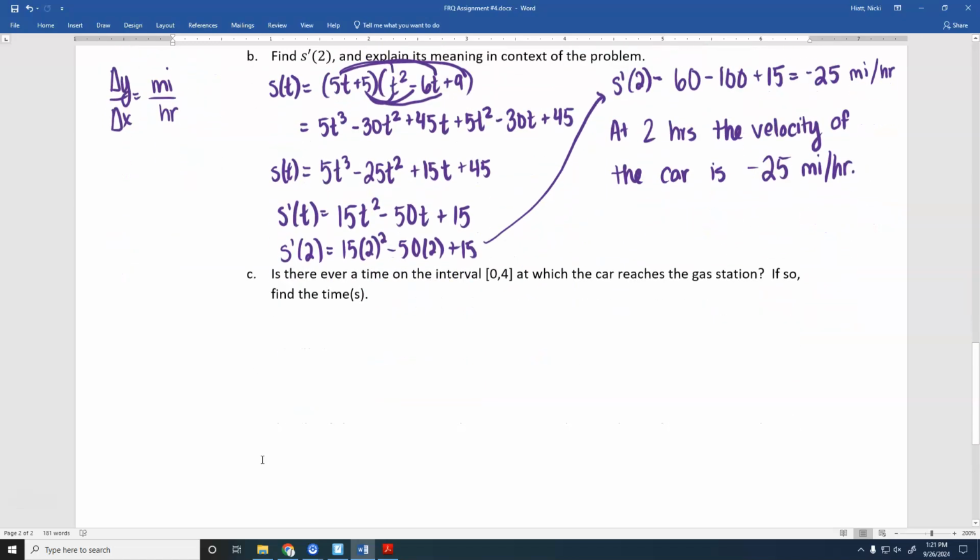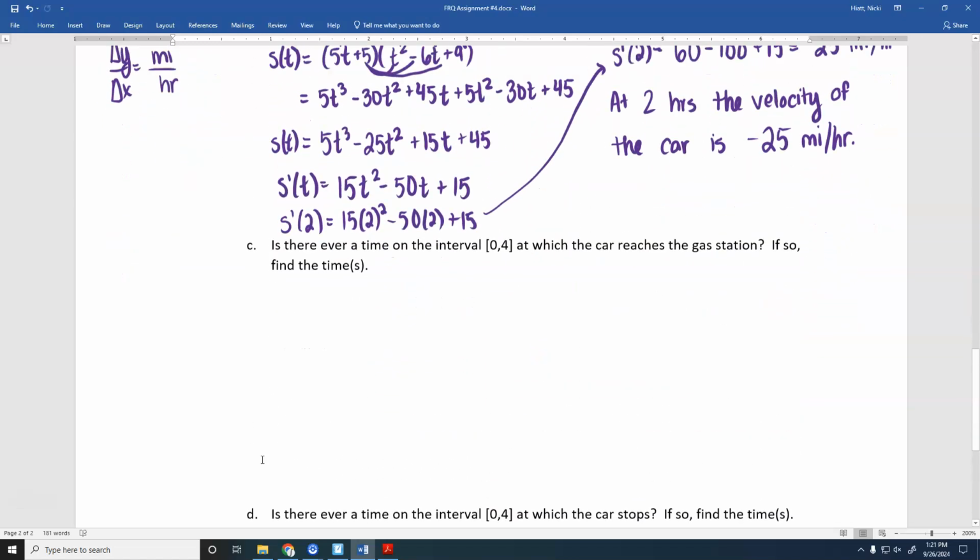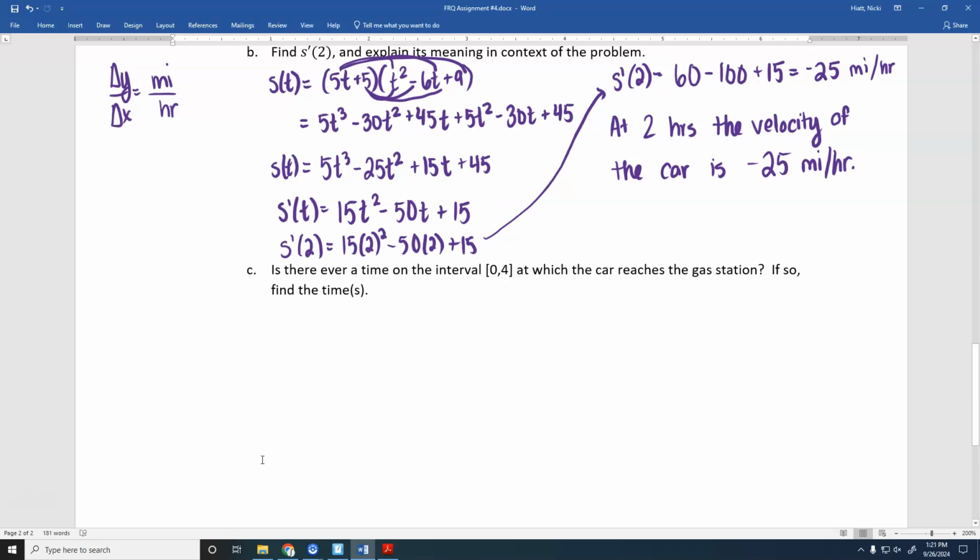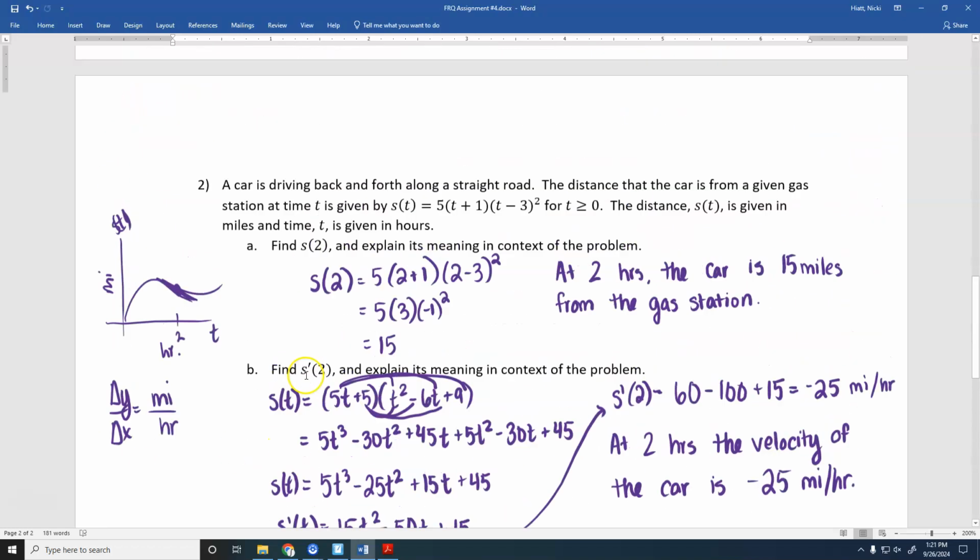Okay. C says, is there ever a time from 0 to 4 where the car reaches the gas station? If the car reaches the gas station, what function would equal a certain value? S of t would be 0, right? Because if the car is at the gas station, its distance from the gas station is 0. We really don't care about the derivative here. We care about S, and we want to know if it ever has to be 0. So this sounds to me like an intermediate value theorem problem, right? Because they've given us an interval to look at.